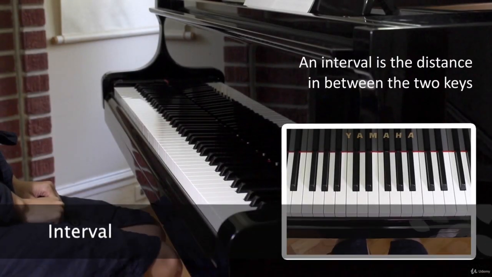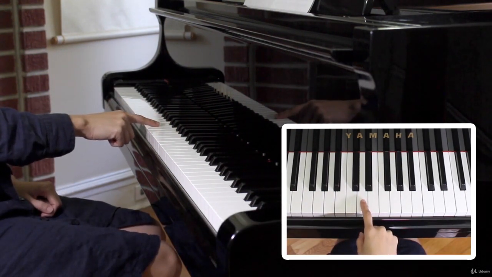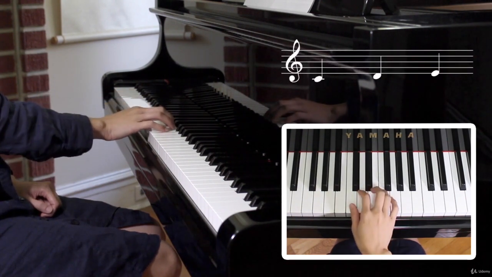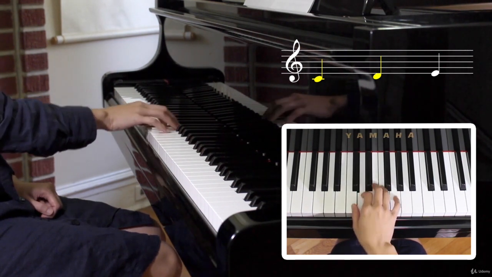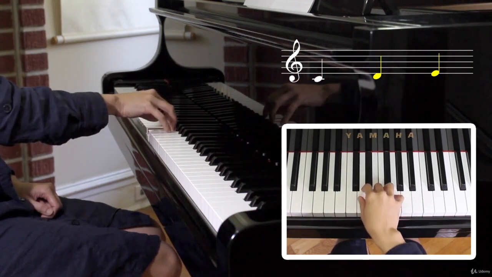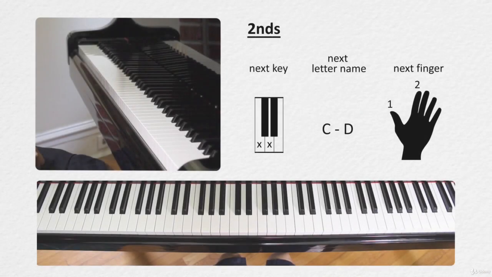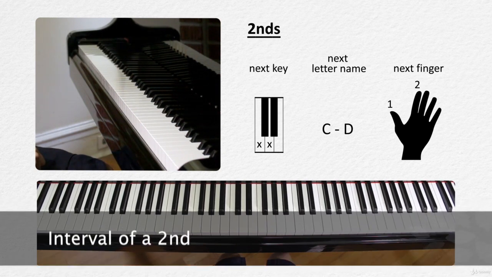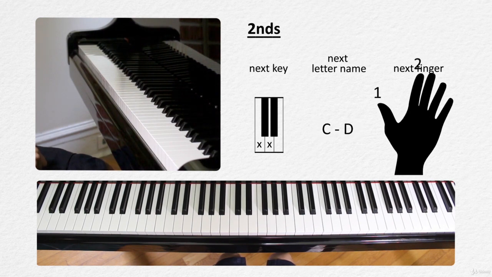An interval is the distance in between the two keys. The stepwise motion we talked about from day 4, moving from line note to space note, or space note to line note, is an example of an interval. Going up or down from one note to the next by steps is an interval of a second, where two white notes are played back to back, with consecutive letter names and two consecutive fingers.